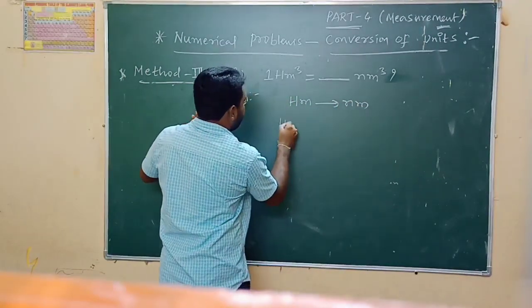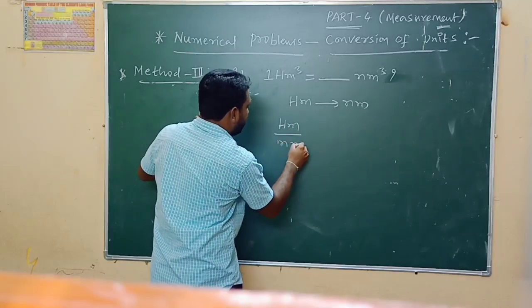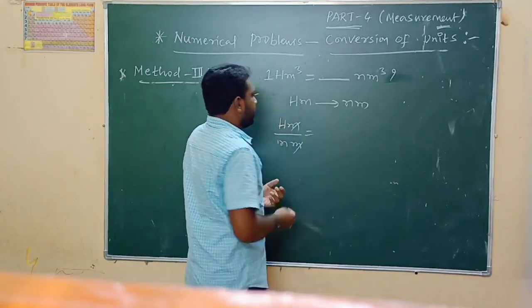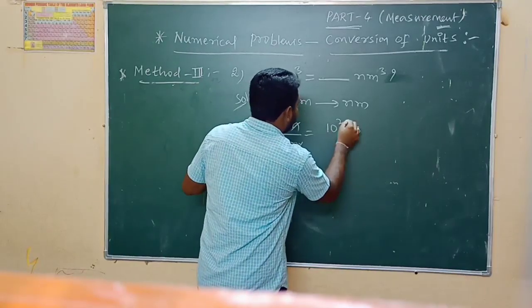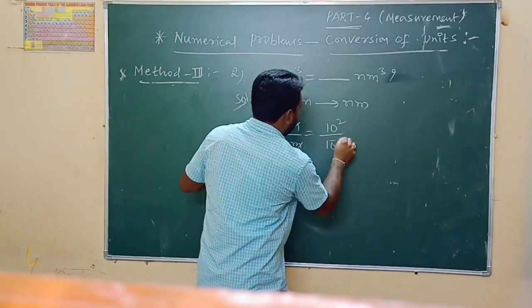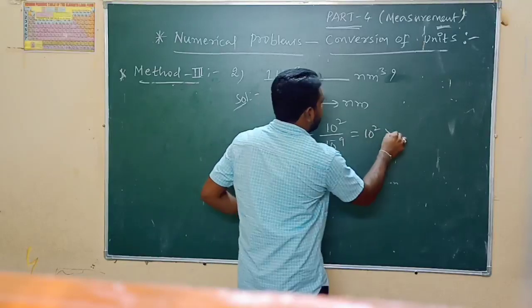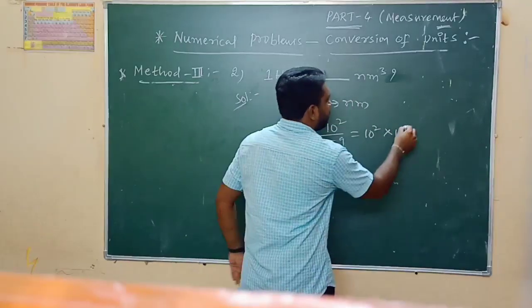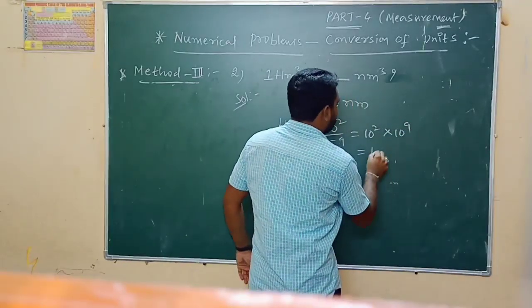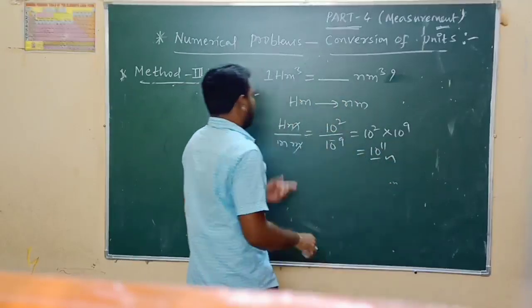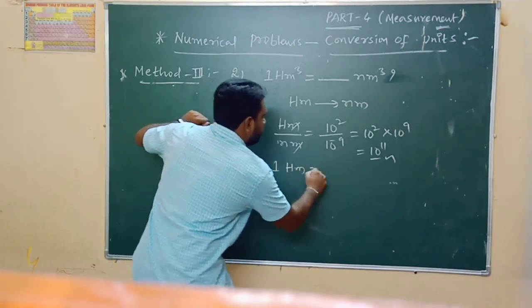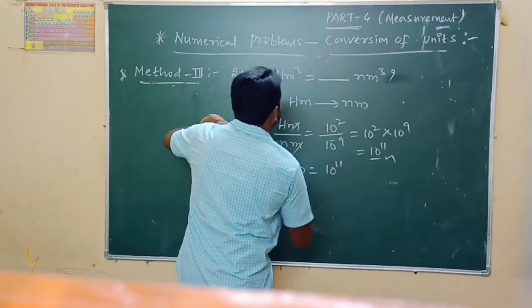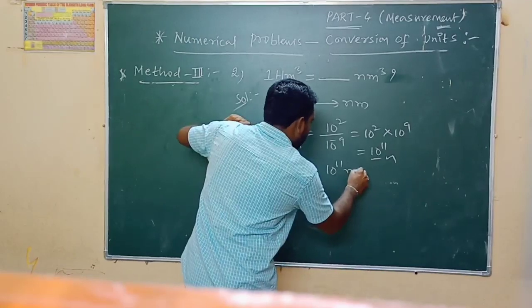How can we convert hectare by nanometer? Meter gets cancelled. Hectare means how much here? 10 to the power of 2. Nano means 10 to the power of minus 9. So we can write 10 to the power of 2 into, since the sign is outside, plus 9. 2 plus 9 is 11, so 10 to the power of 11. Finally we can write 1 hectare equals 10 to the power of 11 nanometers. So we got this value.